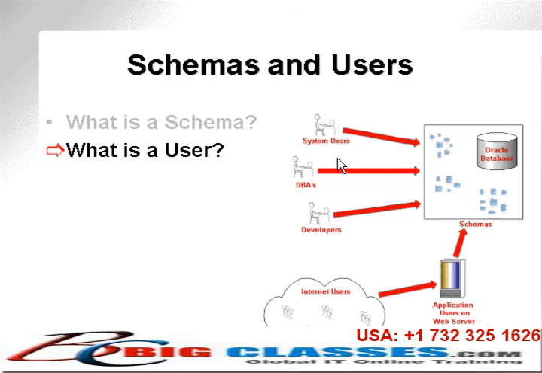System users, DBAs, and developers do work on the schemas in the Oracle database, whereas Internet users or application end users will be passed through something such as a web server using either a single username on the Internet or multiple client-server users, and will either look directly into the schema usernames or other usernames which are connected to the schemas.